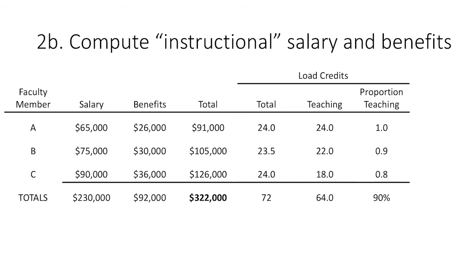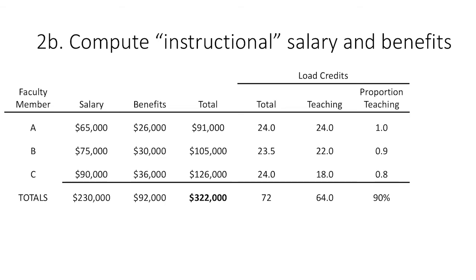If we add up all the load credits for all 3 faculty, there were approximately 72 load credits for the department. 64 of those were for teaching assignments. And so for the department, about 90% of the faculty work was in teaching.